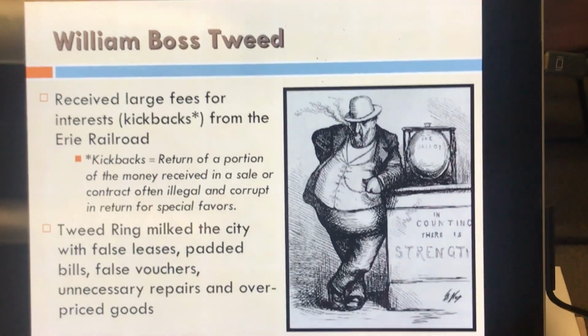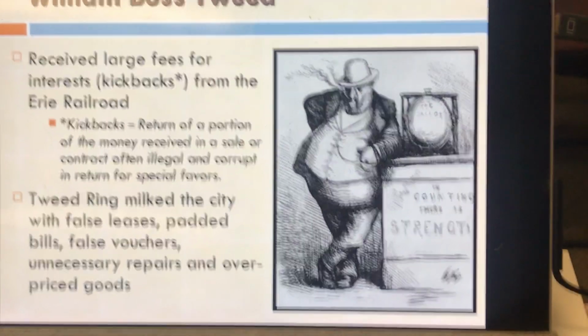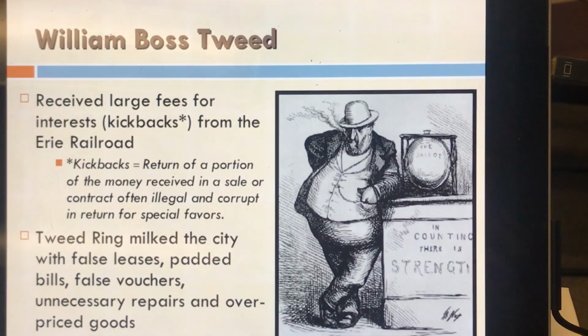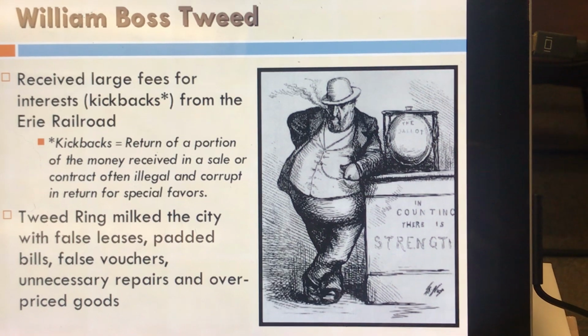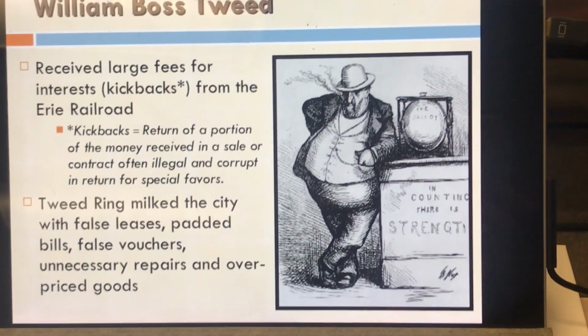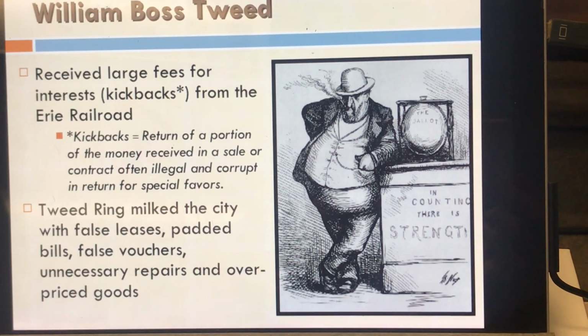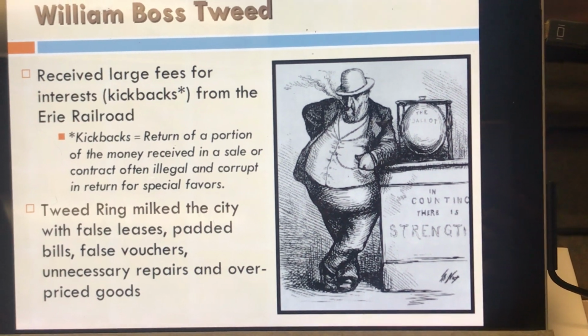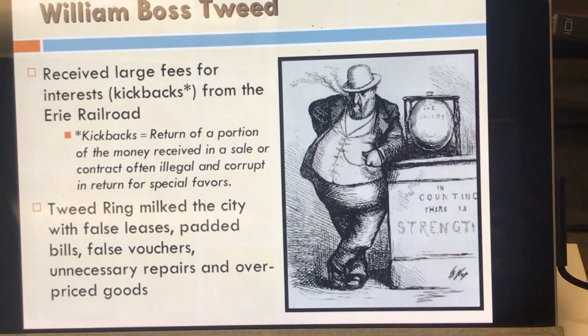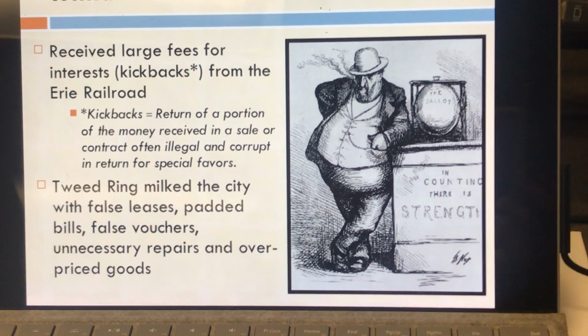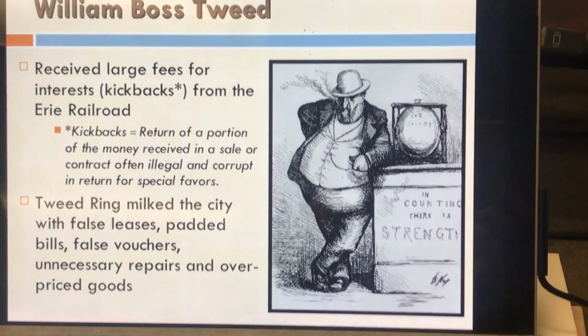They got a lot of kickbacks from the Erie Railroad. A kickback is a portion, you get back a portion of the money that an entity receives in a sale or some sort of contract or endeavor. The Tweed Ring would milk the city.